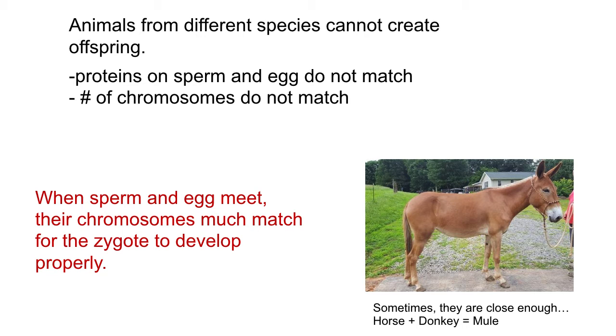So the definition of species is animals that are close enough in chromosome number, and again, the proteins on the sperm and the egg will be close enough. They can match to where those organisms can create viable offspring, and viable meaning that the offspring can reproduce and keep the line going. So we can't have a species unless that happens. When sperm and egg meet, their chromosomes must match for the zygote to develop properly, and that is really the definition of a species.